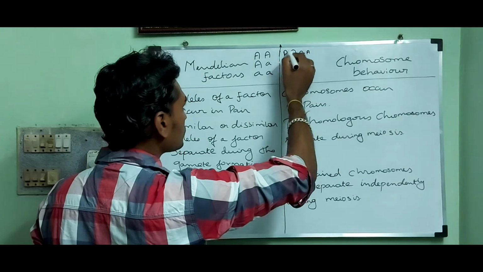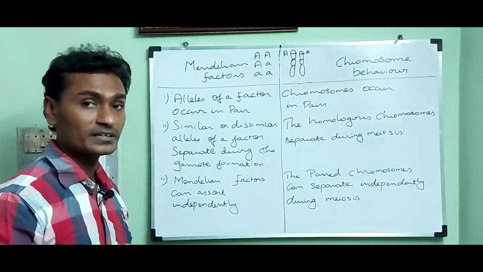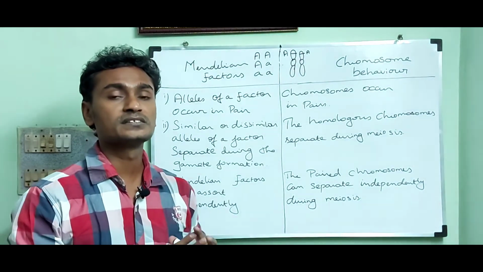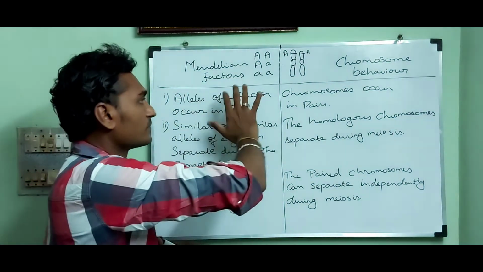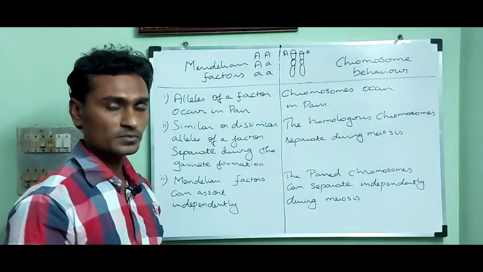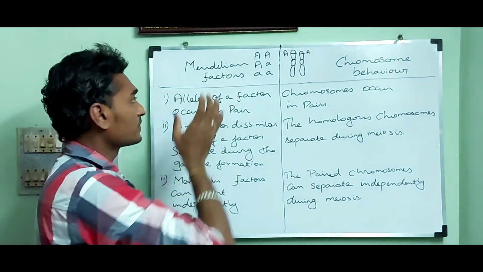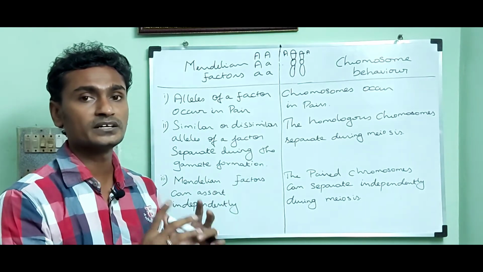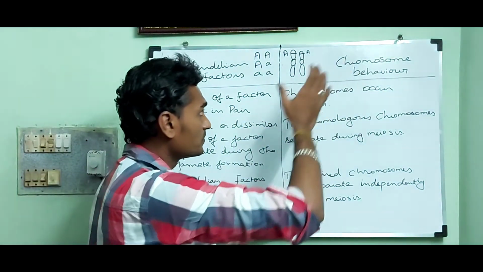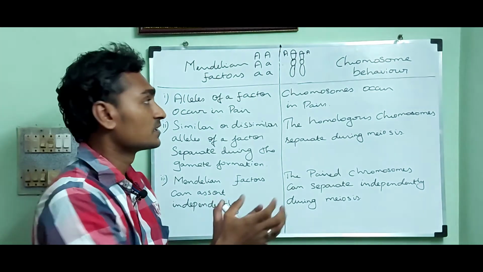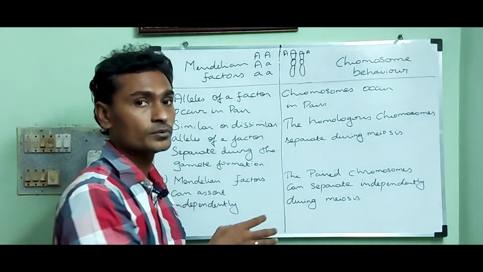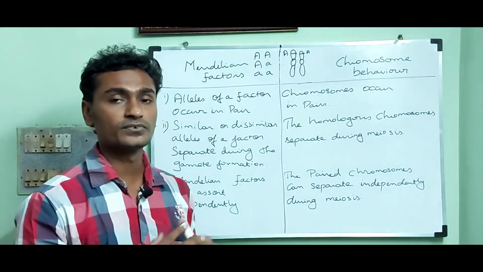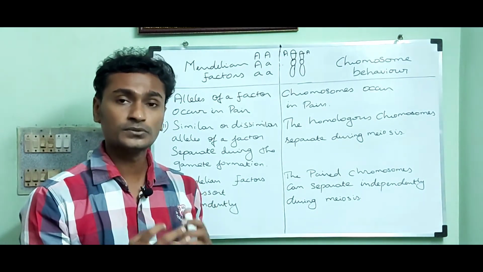So here also alleles are present, but they are present in the chromosome. That is the major difference between Mendelian factor and chromosome behavior. In Mendelian factor, Mendel said simply a factor is responsible for a trait, but in chromosomal behavior they are represented with a chromosome. In the chromosome the alleles are present, and those alleles are responsible for the respective traits.